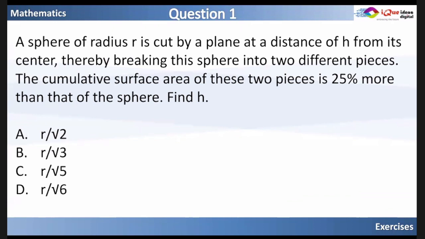Like the first one, it's an actual CAT question. A sphere of radius r is cut by a plane at a distance of h from its center, thereby breaking the sphere into two different pieces. So the cumulative surface area of these two pieces is 25% more than that of the sphere. Then you have to find the h, which is the distance where it was cut from the center. Give it some time, tell me if you are able to solve it. It's very important to first be able to understand what diagram will be made and then how to go ahead from there.